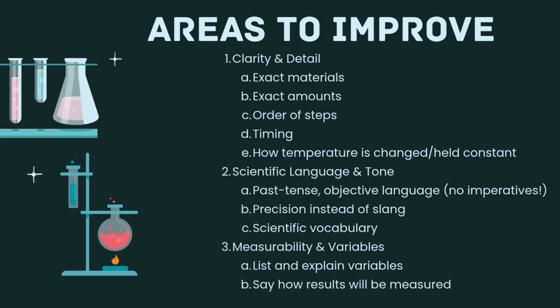Then we need to focus on our scientific language and tone. All of these procedures use a casual or conversational tone instead of formal scientific wording. Keep in mind, you need to use past tense, as if you've already done the experiment. Every word should be precise, no slang like "mess with" or "stuff." Incorporate scientific vocabulary into your procedure. And finally, the measurability and variables.